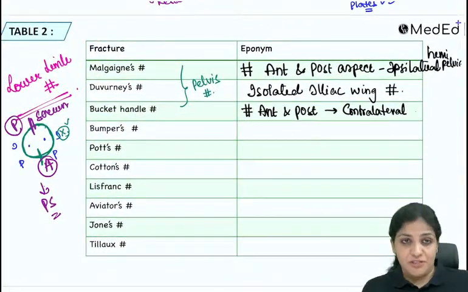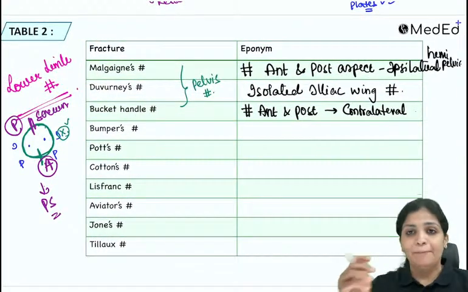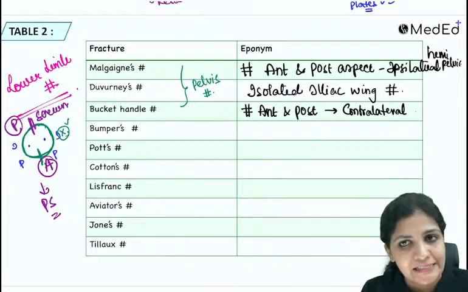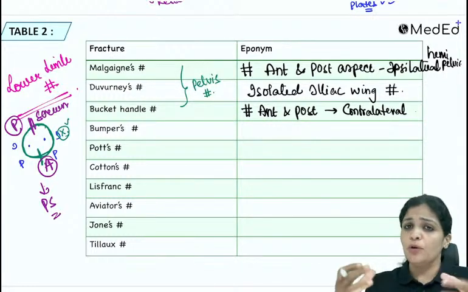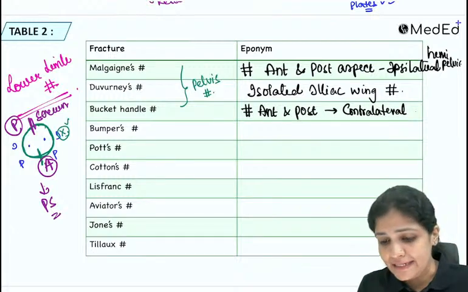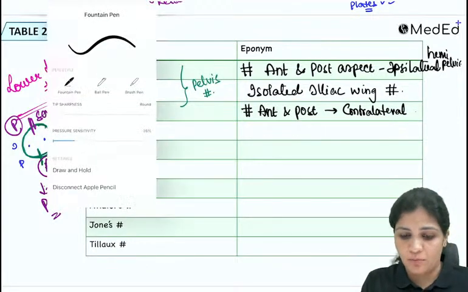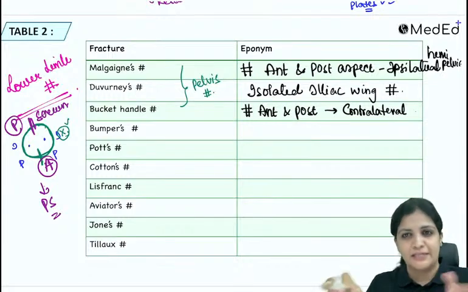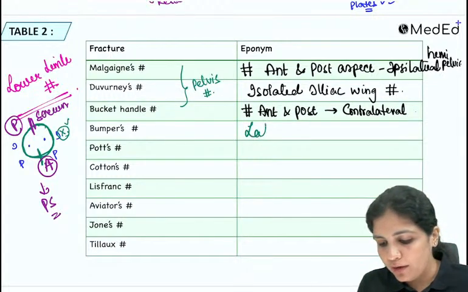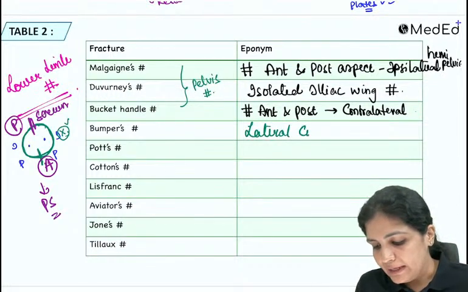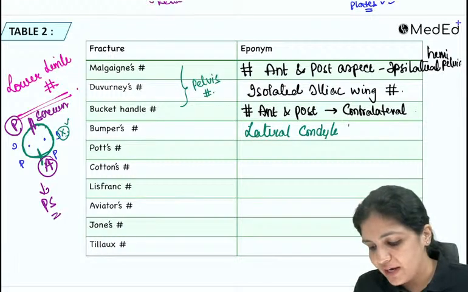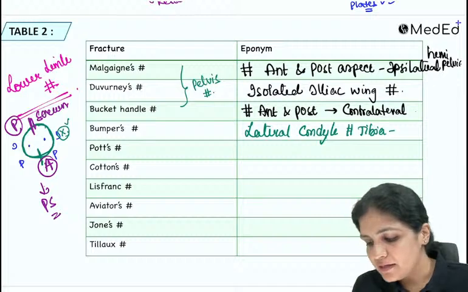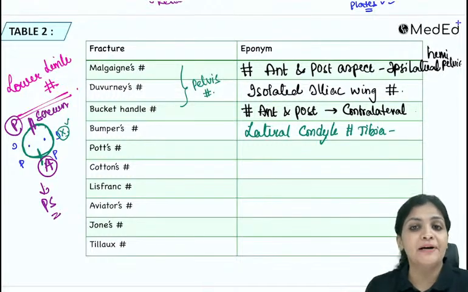What is bumper's fracture? Bumper is nothing but a car bumper. So a car bumper will come and hit you at the knee, right? So usually it is the lateral side which is mostly exposed. You can't hit somebody on the medial aspect of the knee because it is inside. So it is a lateral condyle fracture of the tibia, right? That is called the bumper's fracture.